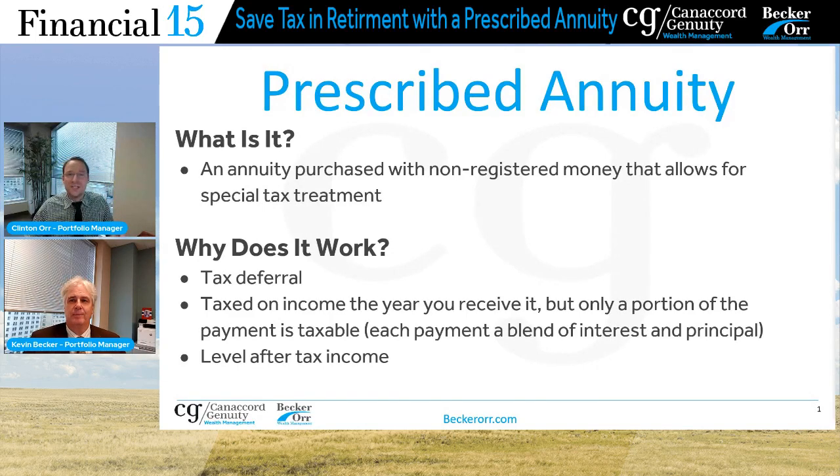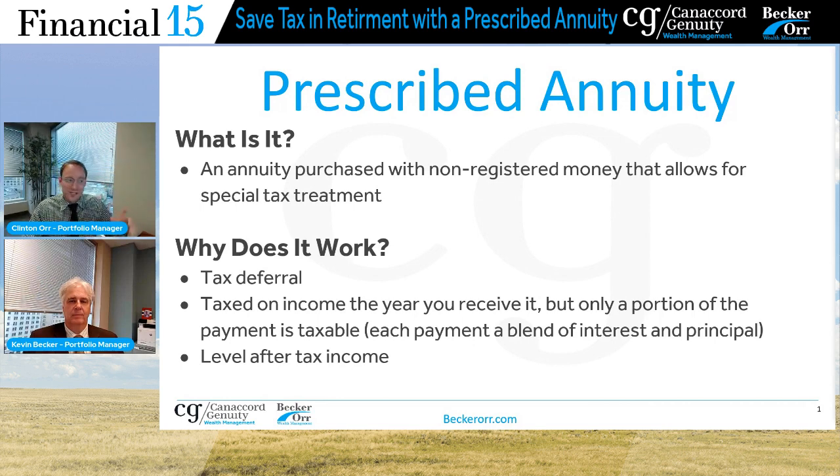The prescribed annuity has to do with non-registered funds. So that lump of cash you give the insurance company is non-registered money. It's not an RRSP. It's not a TFSA, not part of some pension program. It's non-registered funds, and it gets special tax treatment. So how does it work?